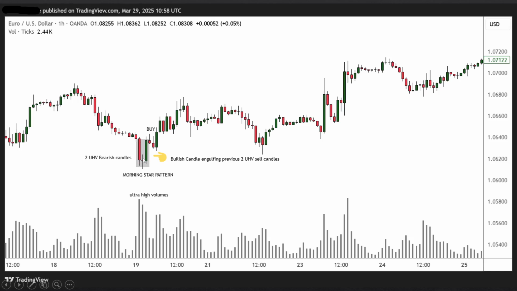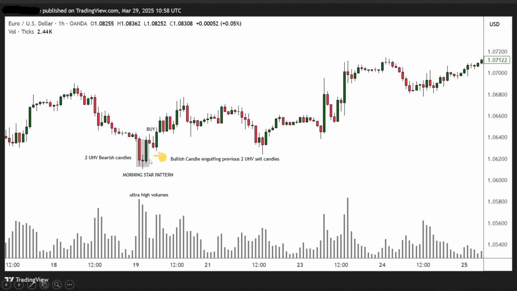But if you see two sell candles, regardless of their sizes, with ultra high volume, now wait for one bullish candle to actually engulf the previous ultra high volume associated candles, and when the market closes, then you should buy there. You look at it, it almost engulfs the previous two ultra high candles and forms a morning star pattern. So you should buy there. You should place stop loss below, and you should expect 1:3, 1:4, 1:5 accuracy.